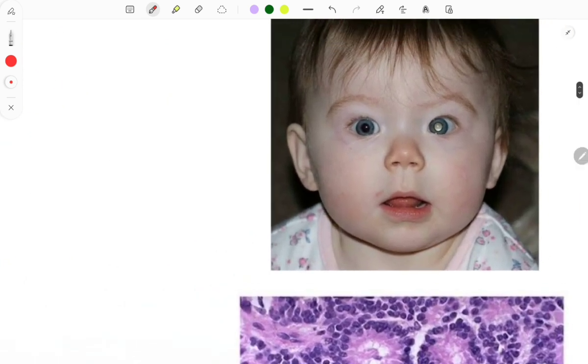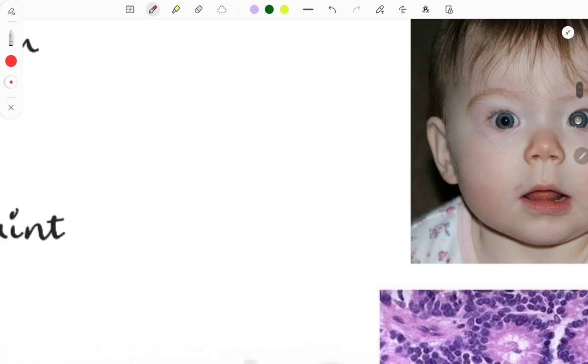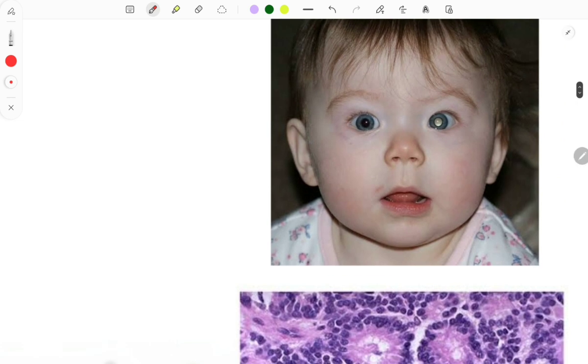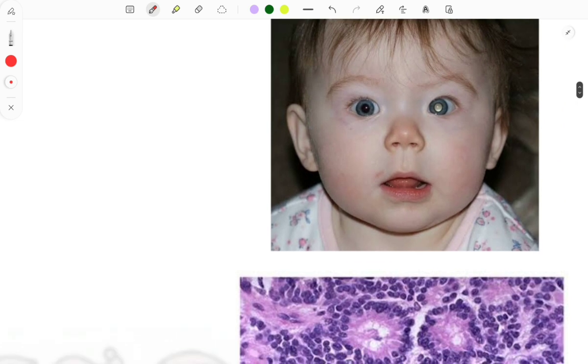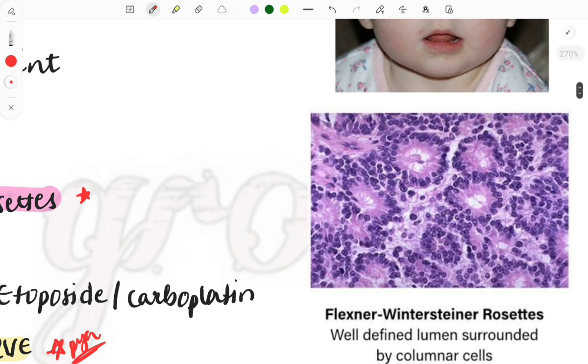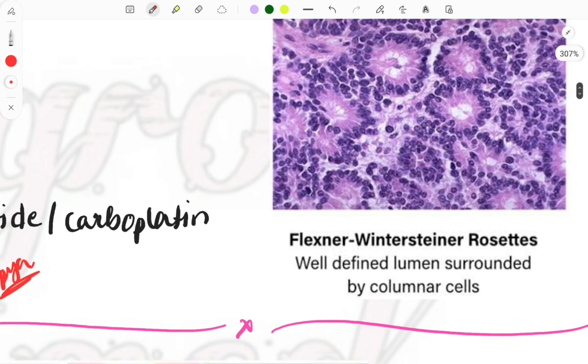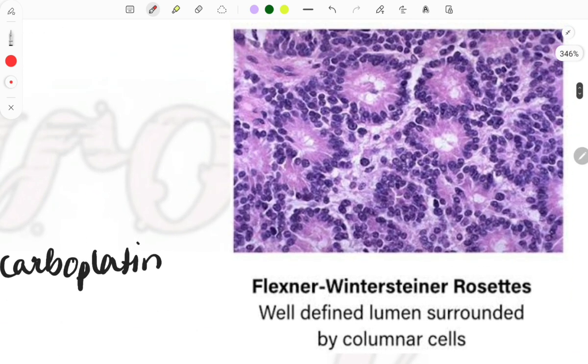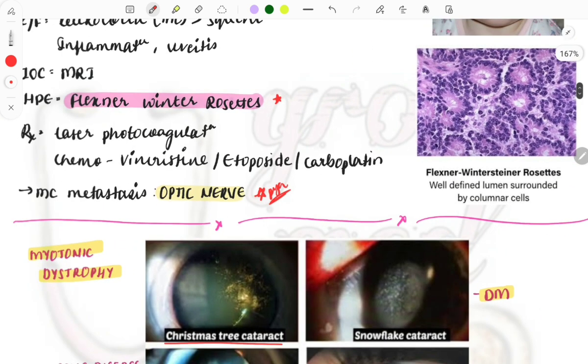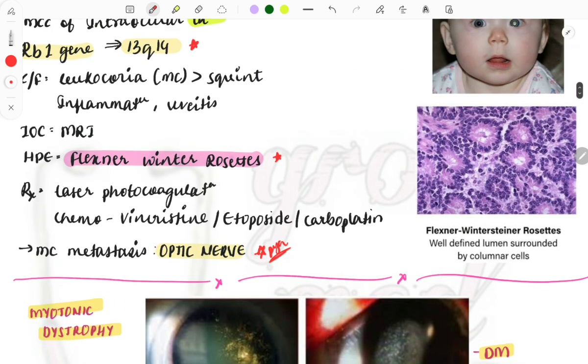and you can easily come to know that here in the eye you can see something like a white reflex, so they can also describe it as white pupillary reflex seen, so they are describing it in terms of this retinoblastoma. And if they give this image also, it will be easier for you all to reach the diagnosis. And this is the image of the Flexner Wintersteiner rosettes, a well defined lumen surrounded by columns. See, this is the lumen which is well defined, so we can easily appreciate it, and surrounding it the cells are present. So in relation to pathology they can just ask, giving this image, what is this image.